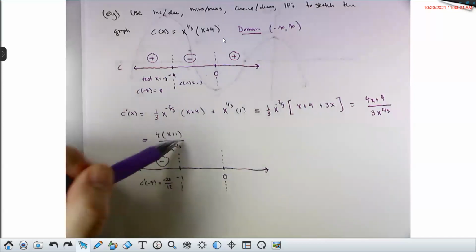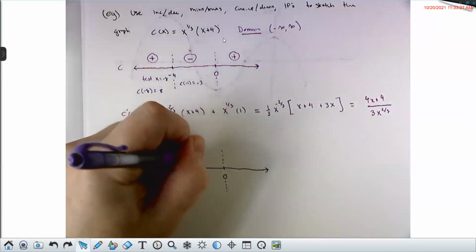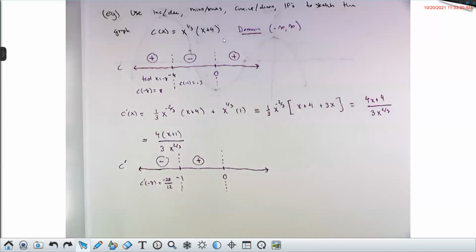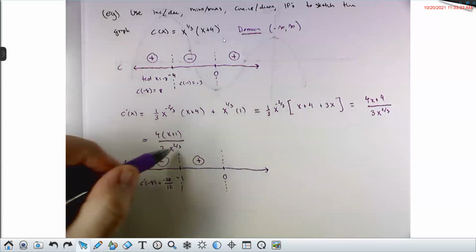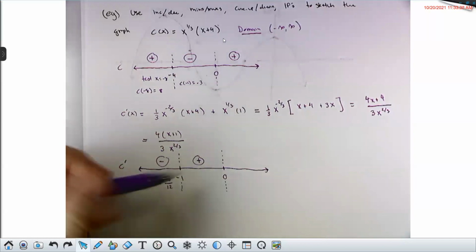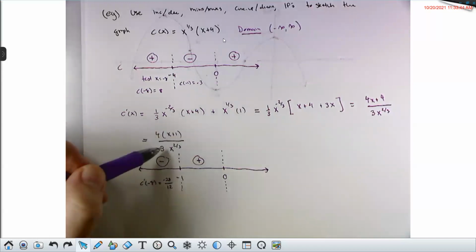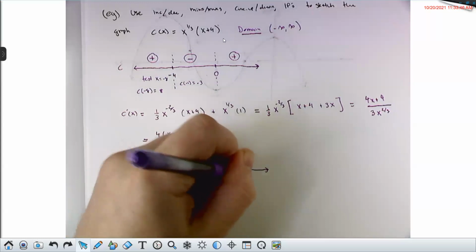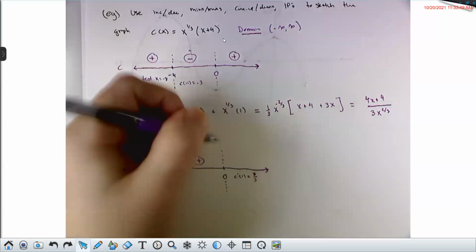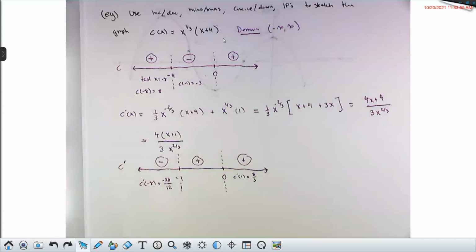And then this x plus 1 is a multiplicity 1 factor, so I will change sign as I jump over him. And the x to the 2/3 isn't a polynomial factor, so we can't use the multiplicity trick. But we could test something over here, like positive 1. If I plug positive 1 in here, the top is 8, the bottom is 3. So c prime of 1 is 8/3, which is positive. So we're going to be decreasing, increasing, increasing.